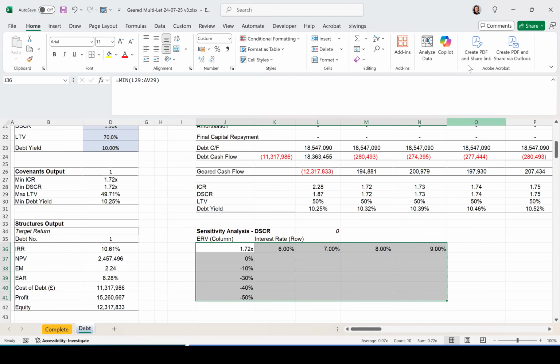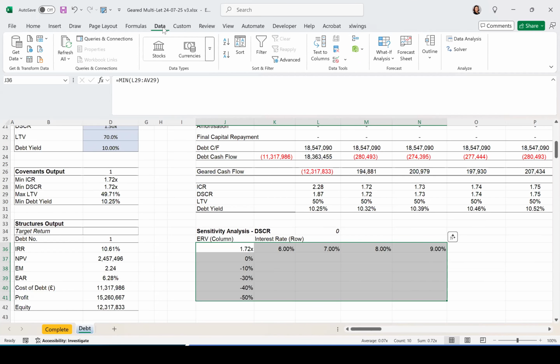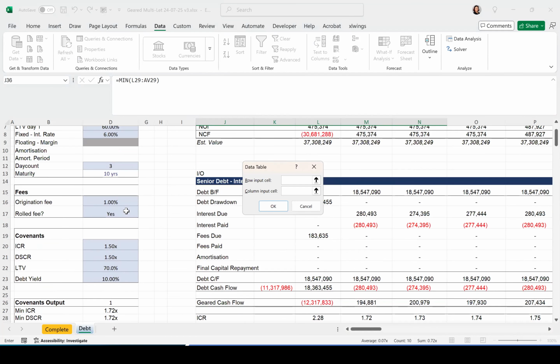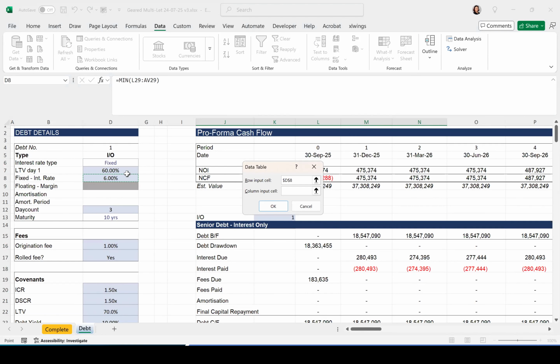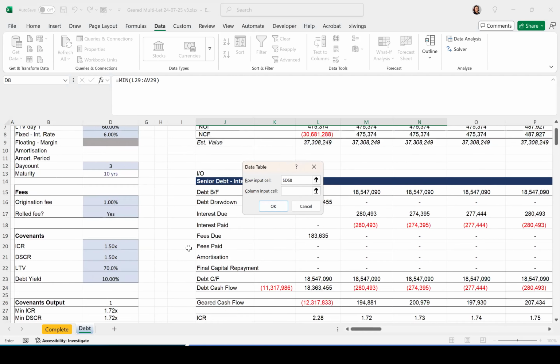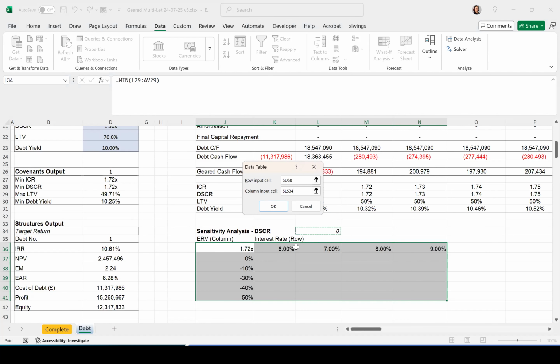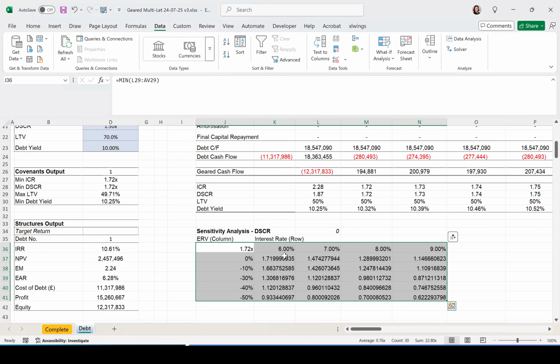So we're going to highlight here, and then we're going to go to data tables. Okay, so maybe this is something you're familiar with. You go to Data, What-If Analysis, Data Table, and then the row input cell is the interest rate. So we go to the interest rate in cell D8, and then the column input cell is my dummy variable, and my dummy variable is linked to my rent forecast. Then you click OK.